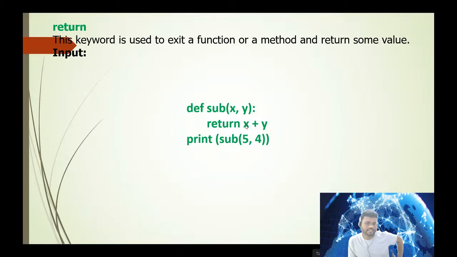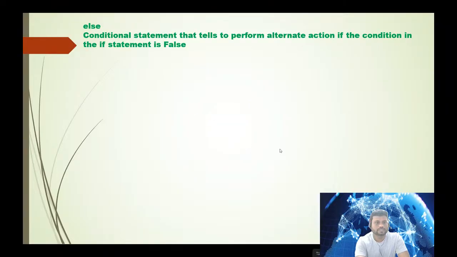Suppose that you are defining a function with the reserved keyword def: def sub(x, y), in parentheses, then a colon, and return x plus y, print sub(5, 4). This is the way for the return, and we will see the output later in the practical part. But this is the way of writing the syntax, and first we will see what its work is. Now the else reserved keyword. What is the working of else? It is the conditional statement that tells to perform an alternate action if the condition in the if statement is false.